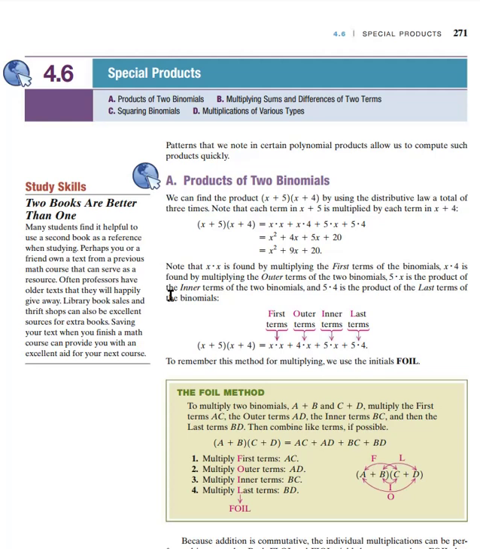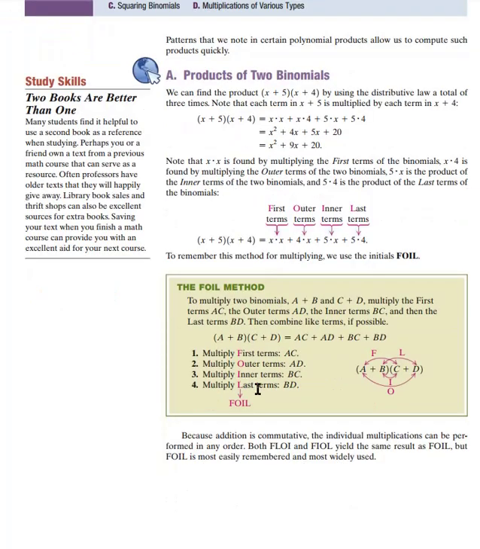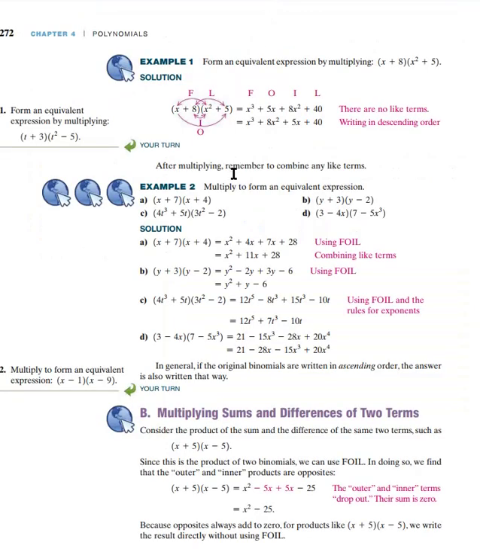Well, the pattern is to follow this: first times first, outer times outer, inner times inner, last times last, or FOIL. And here's the FOIL method illustrated. It's a mnemonic to help you remember that. And that works almost all the time with binomials, or rather it works with all binomials. They show you the easier thing first, something that works for everything, and then they're going to give us some special things that happen.